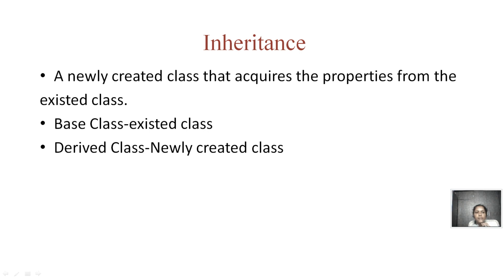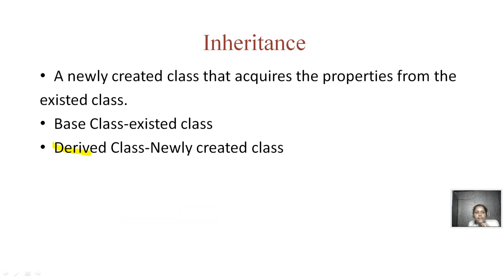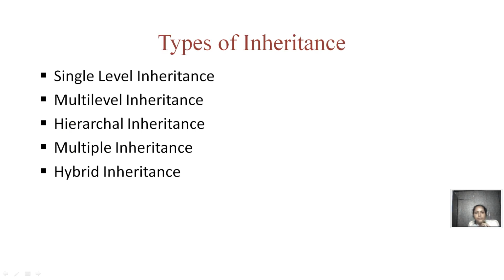So some terminologies will be there. How can we call the existing class? The existing class is called a base class, or sometimes it is also called a superclass. And the newly created class is called a derived class, also called a subclass. So the newly created class is called a derived class, and the existing class is called a base class.